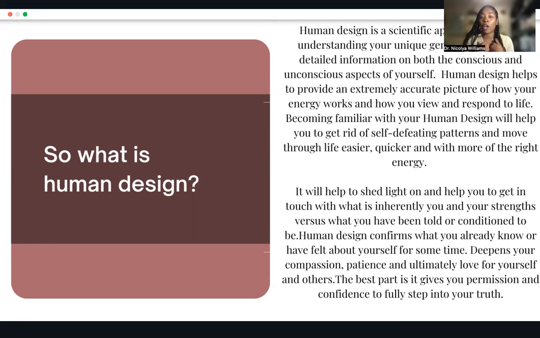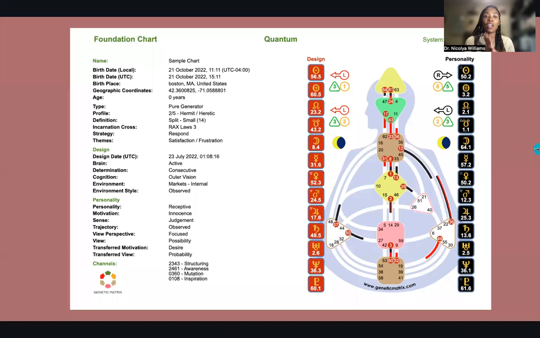Okay. The more you understand your human design, the better you have access to just coming home to yourself, being yourself. And it helps you to get rid of those self-defeating patterns because you learn how to make aligned decisions. You learn how to balance your energy. You learn what's right for you, what's wrong for you, all of the things. It helps you to get in touch with what's inherently your strengths versus what you've been conditioned or told that you should be. Okay. And for me, I felt like human design confirmed a lot of things about myself that I didn't ever have the courage or guts to come forward with. So I'm really excited to go over this.